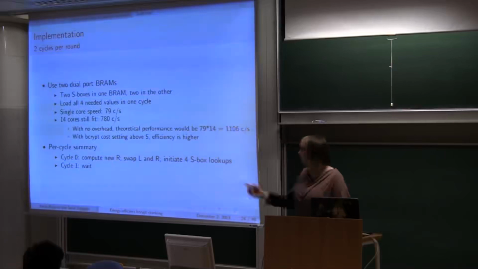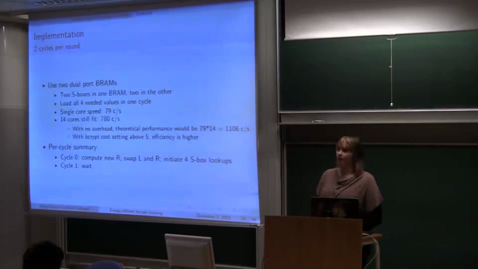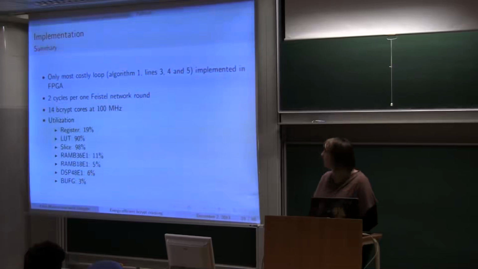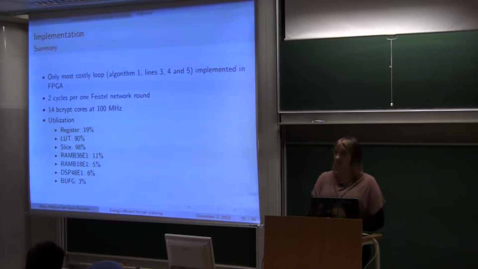In theory, this would give this number for performance, but there is overhead of actually computing part of the bcrypt hash on the ARM processor, because only the 2 to the power of cost loop is implemented in FPGA. In total, this works out to 2 cycles per round, and the core runs at 100 megahertz. And here we have an overview of utilization.